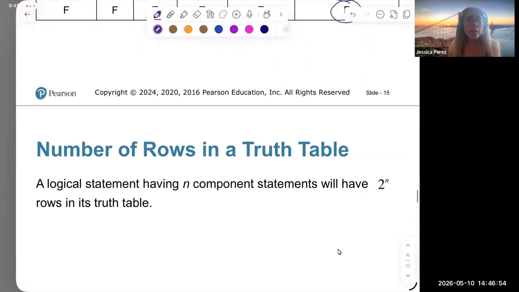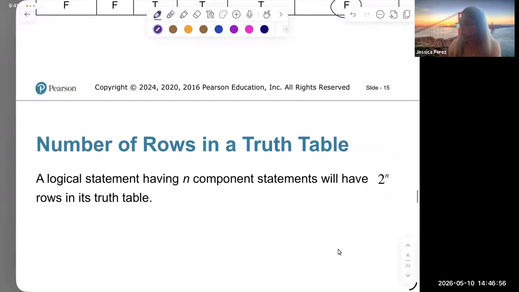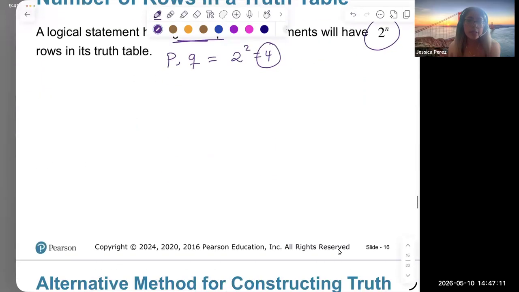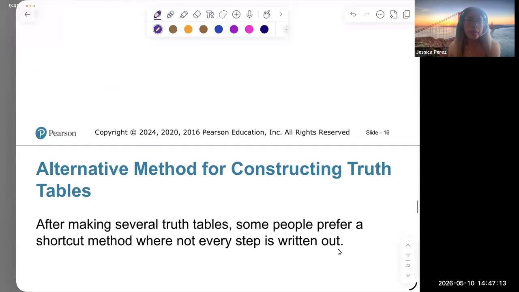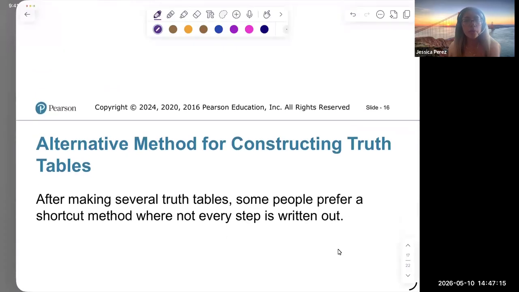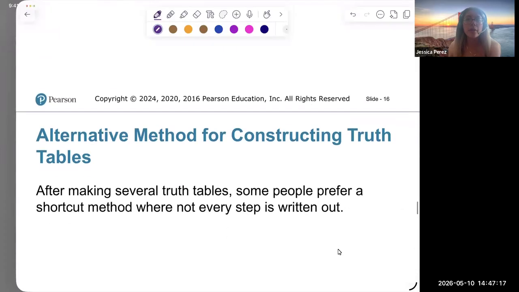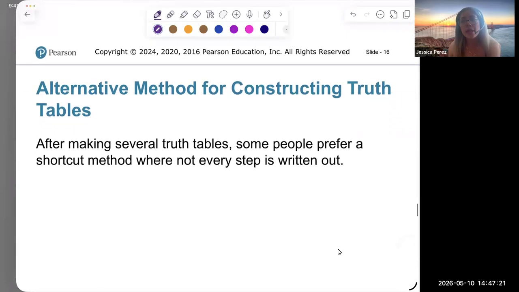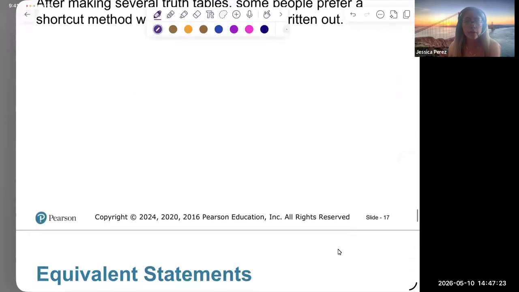Now, when we're looking for the number of rows in a truth table, we always look at 2 to the n. The logical statement having n components, it would be 2 to the n. So if we have P and Q, it's 2 squared or 4. So we will have 4 rows in our truth table. When we're making several truth tables, some people prefer to use a shortcut method where not every step is written out. So there are alternate methods to constructing a truth table.